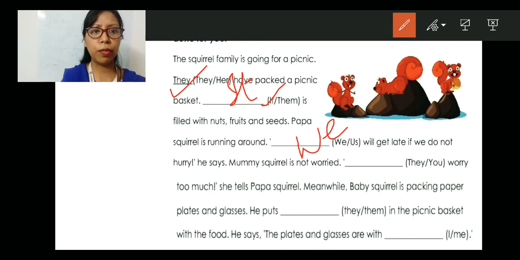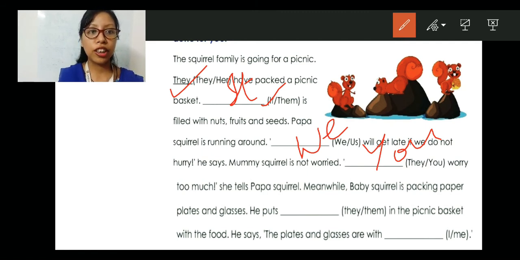Now, Mummy squirrel is not worried. Dash worry too much, she tells Papa squirrel. Who worries too much? You, because Mummy is telling the father, right? To the Papa. So, you worry too much. She tells Papa squirrel. Meanwhile, baby squirrel is packing paper plates and glasses.